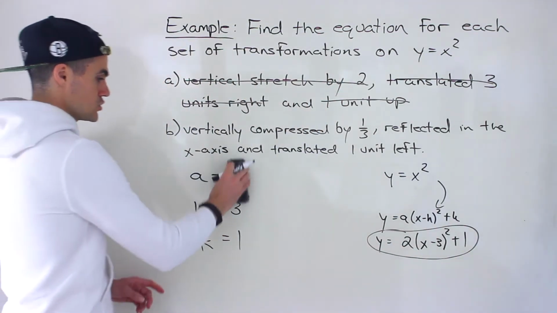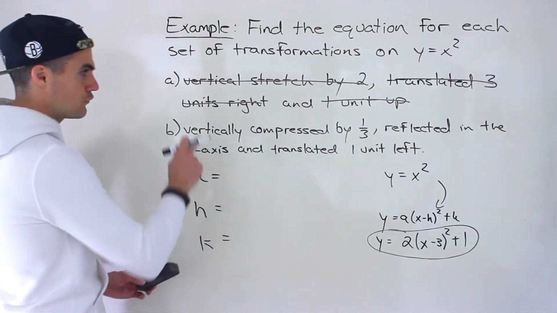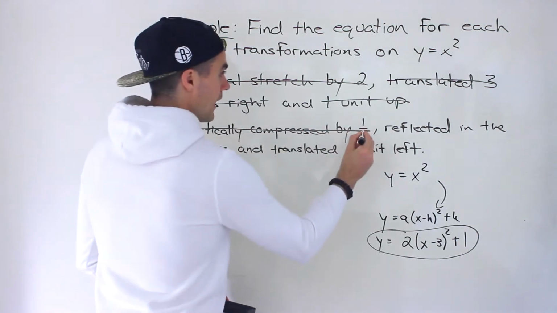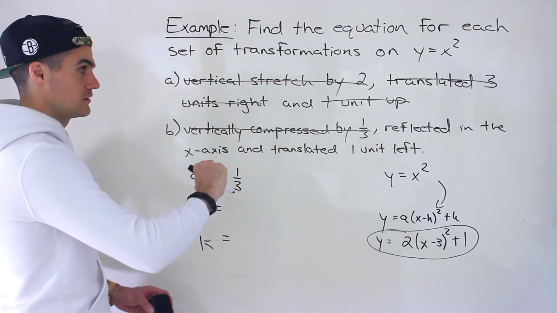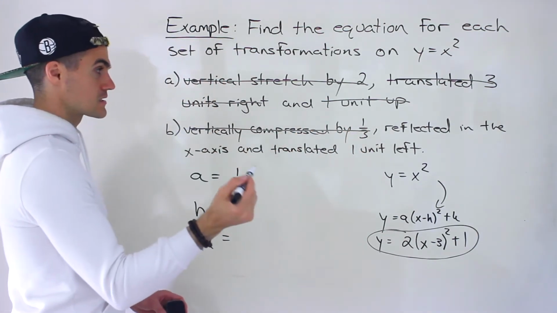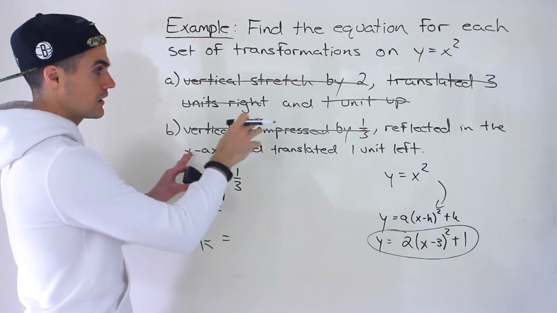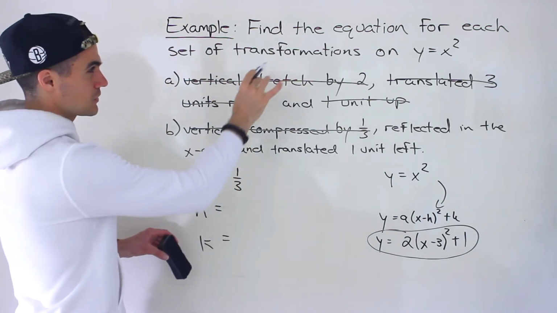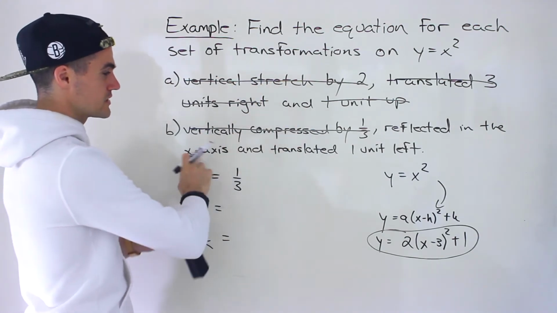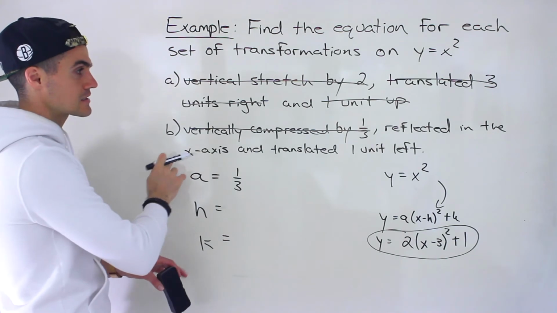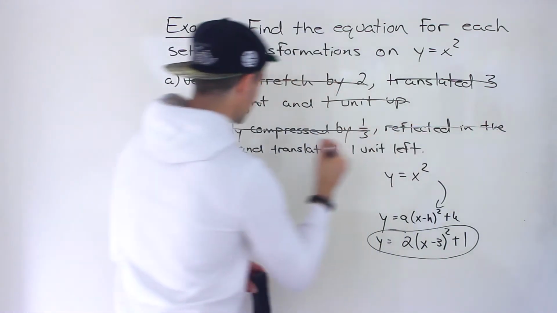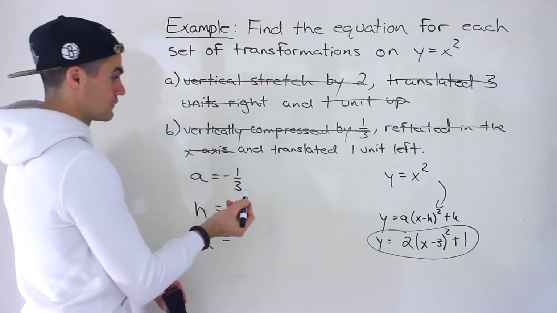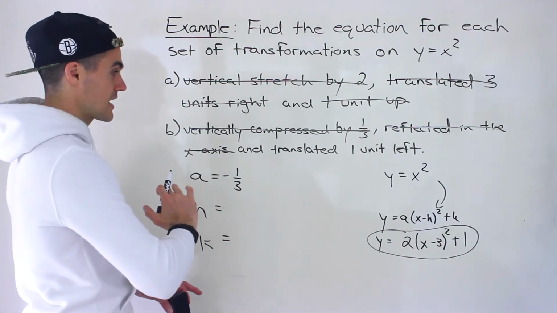And then moving on to part B, vertically compressed by 1/3. So we know the a value is going to be 1/3. And then we're told there's a reflection in the x-axis. Another way this could be worded is that the function is opening downwards. But because we're dealing with transformations in words, usually it's going to say just reflected in the x-axis. So reflected in the x-axis, which of these is affected? Well, it's the a value again, and it's a negative value if there's a reflection in the x-axis.